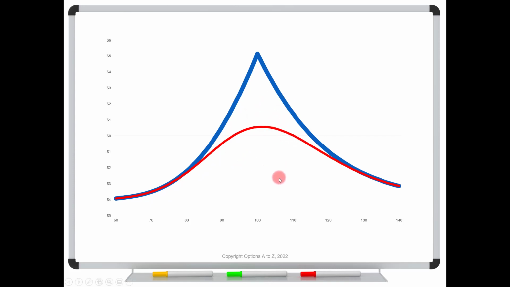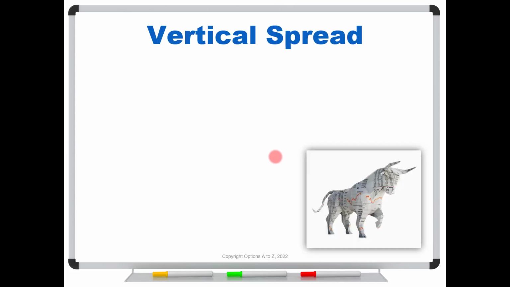But the main idea is that we want the stock to sit still and we're looking for time decay to work in our favor. That's going to be important in a moment, that we want time decay in our favor. All right, so hold that thought. Let's jump over to a vertical spread.